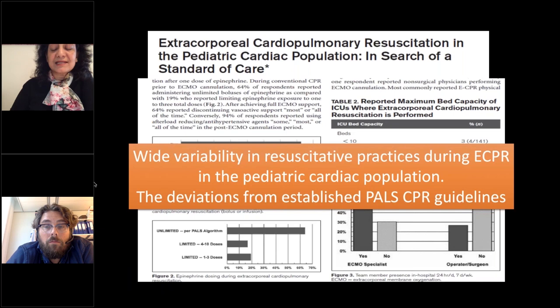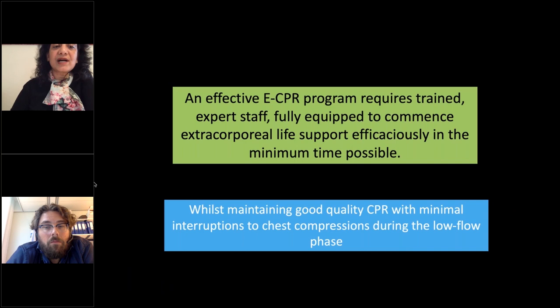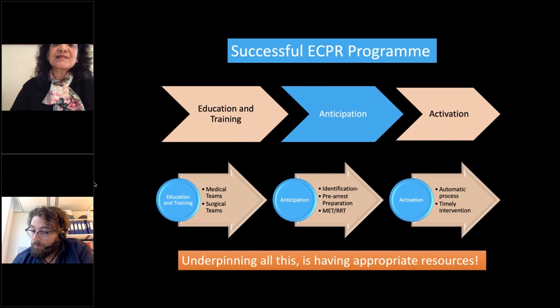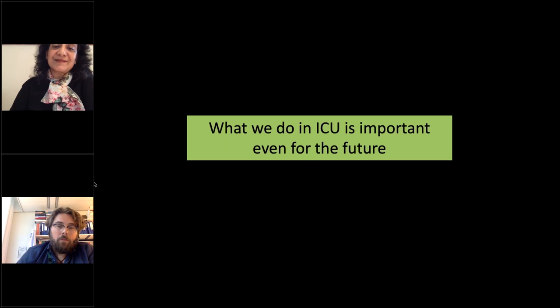An effective ECPR program requires trained expert staff who are fully equipped to commence extracorporeal life support efficaciously in the minimum time possible, whilst maintaining good quality CPR with minimal interruptions to chest compressions during the low flow phase. A successful ECPR program needs education and training, anticipation, and activation. Underpinning all this is having appropriate resources. What we do in the intensive care unit is important even for the future.